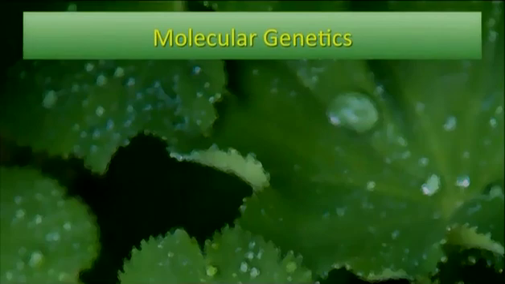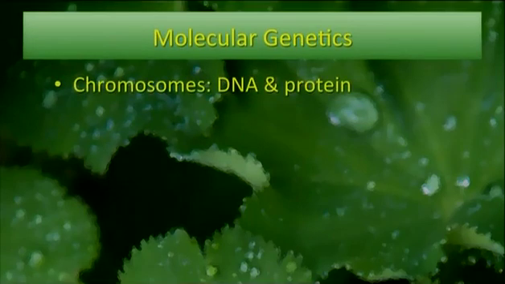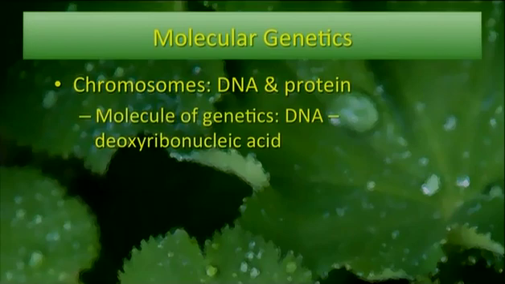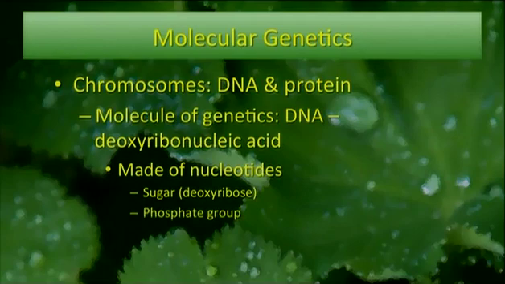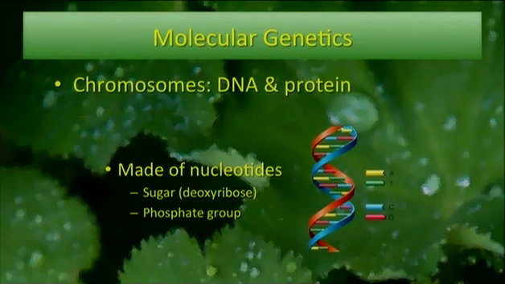Now molecular genetics. Chromosomes are made of DNA and protein. The molecule of genetics is DNA, deoxyribonucleic acid. And of course the units of deoxyribonucleic acid are nucleotides. They include a deoxyribose sugar, a phosphate group, and a nitrogenous base.